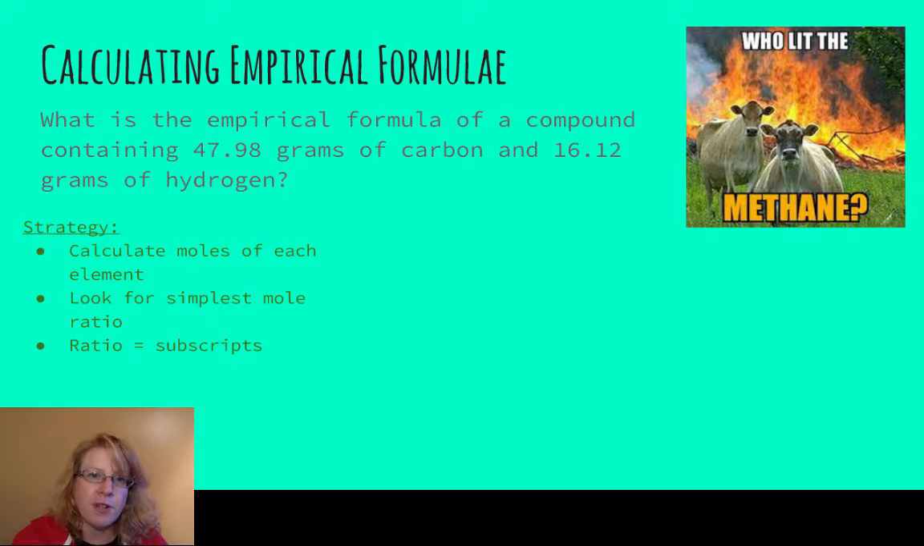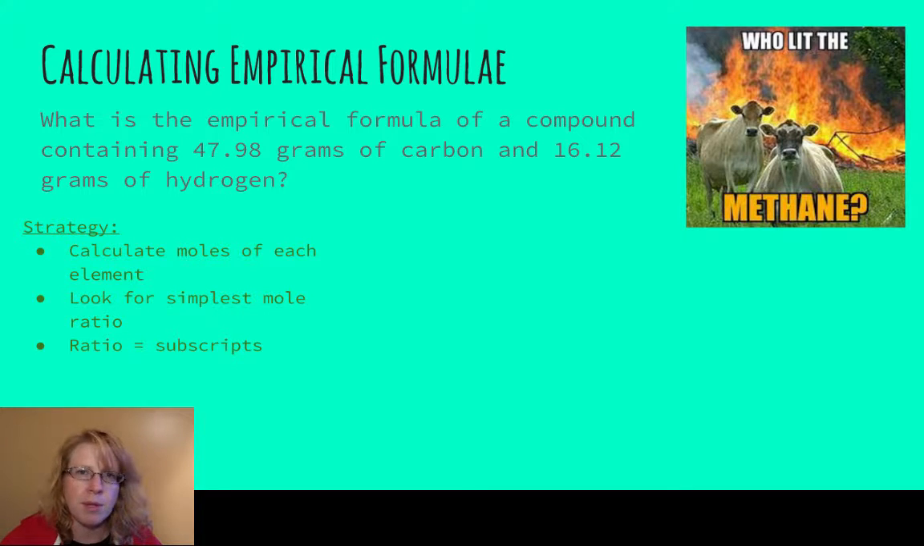So first of all, here's a sample problem given to you. What's the empirical formula of this compound? It's got carbon and hydrogen in it: 47.98 grams of carbon, 16.12 grams of hydrogen. So here's my strategy again. Number 1, calculate the moles of each element, so carbon and hydrogen. And number 2, see if I can figure out what that simple ratio is between them.